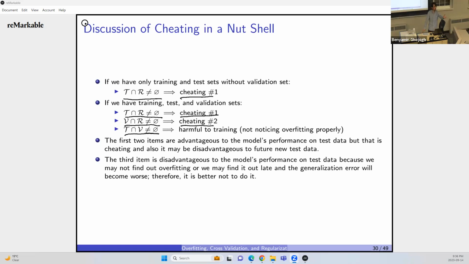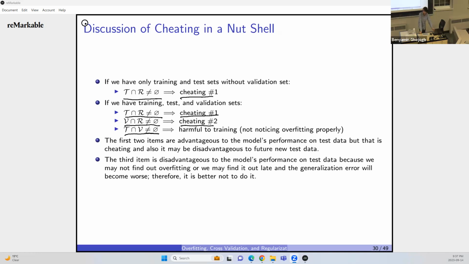Assume I use my training data set for tuning my hyperparameters, because I use validation for tuning hyperparameters. Now assume I don't have validation. If I use the test set for tuning hyperparameters, that's cheating. Cheating number two. Now, what if I use the training data for tuning hyperparameters? What happens?